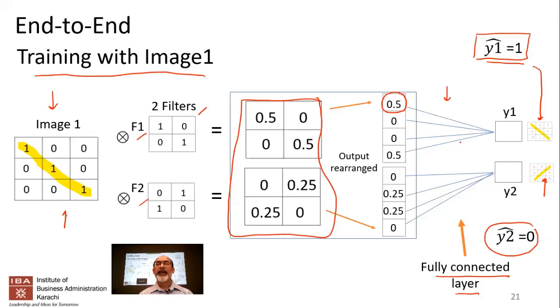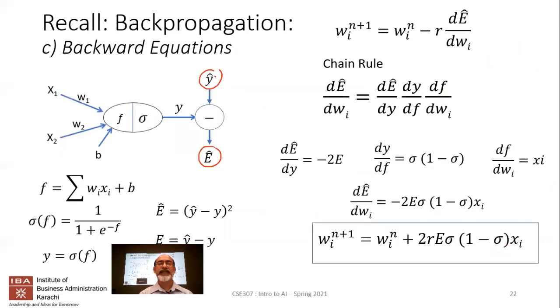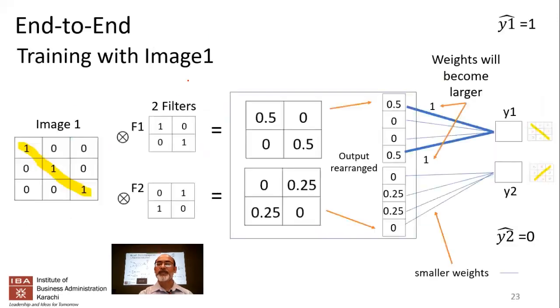Now in the output layer, we're saying that this is fully connected. What that means is that there's not just one y, there are two outputs, one over here and one over here. As I said, you can have multiple outputs. This fully connected layer simply means that we're going to rearrange the output.